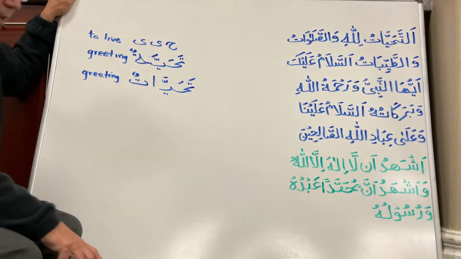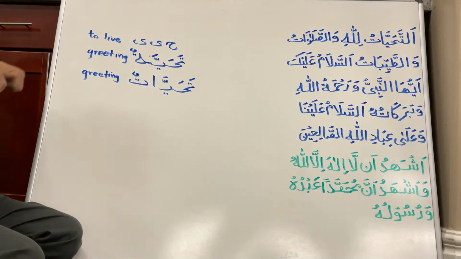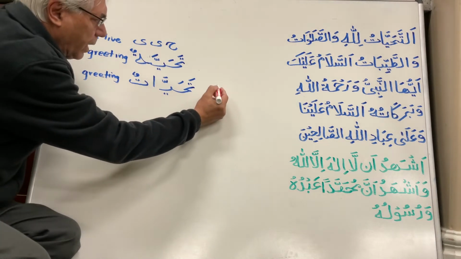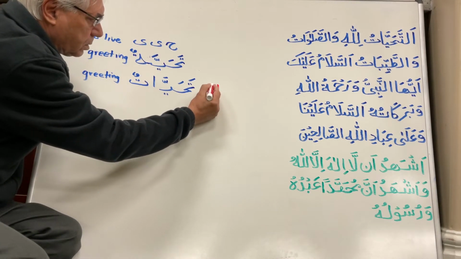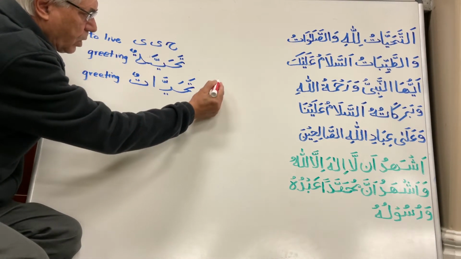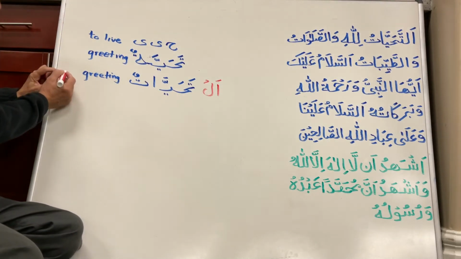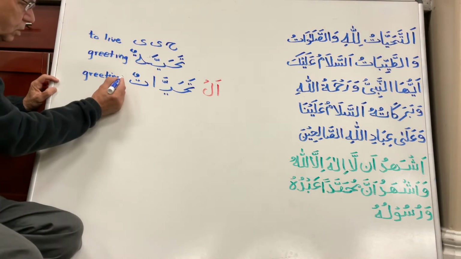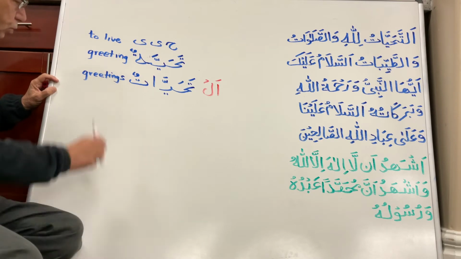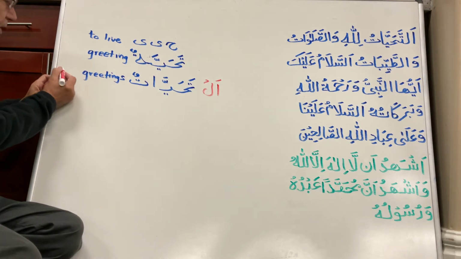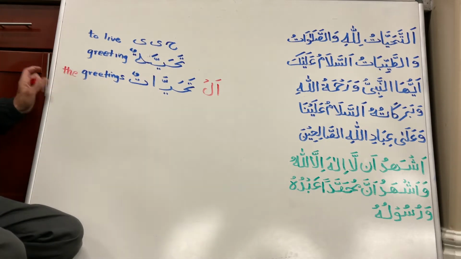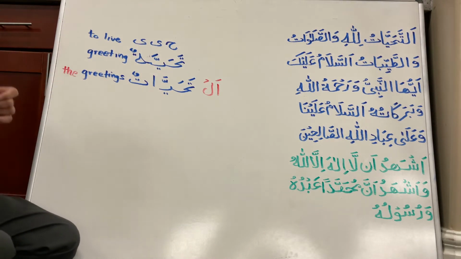Okay. Now let's make it as some specific by putting al before that. Okay. Al will bring the meaning. So this word is greetings now. And this will bring the meaning the greetings, which means the ultimate greetings, the complete, all the greetings, all everything.